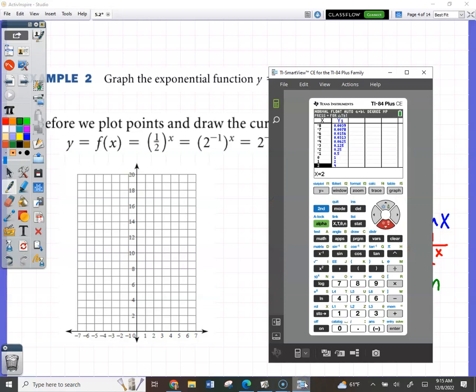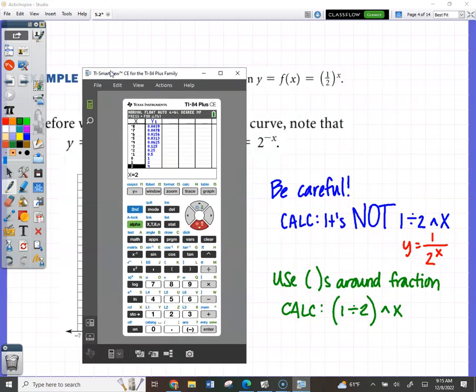Alright, so I'm going to type that in. We're going to go to table set, and we're going to graph it. Okay, so parentheses 1 divide 2 close parentheses caret x. And my table's already fixed, so I'm just going to go to table. Second table.